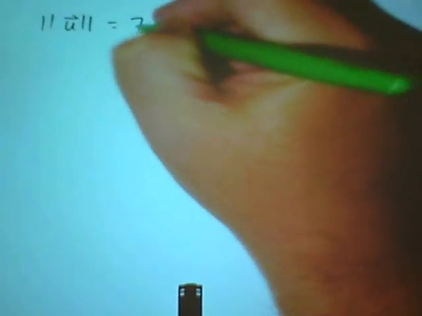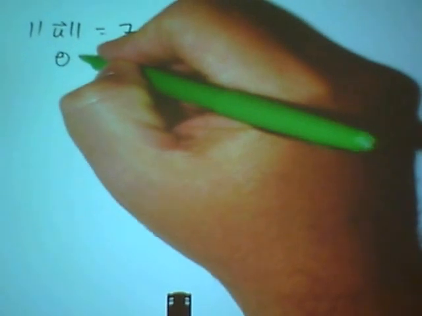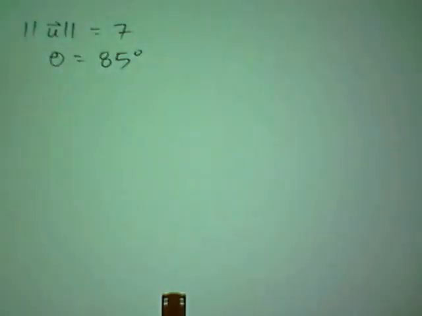Matter of fact, I'm going to start with some of the vector problems. Number 11. They give us this vector. The magnitude of the vector u is 7, and they say the angle is 85 degrees. So let's talk about vectors.